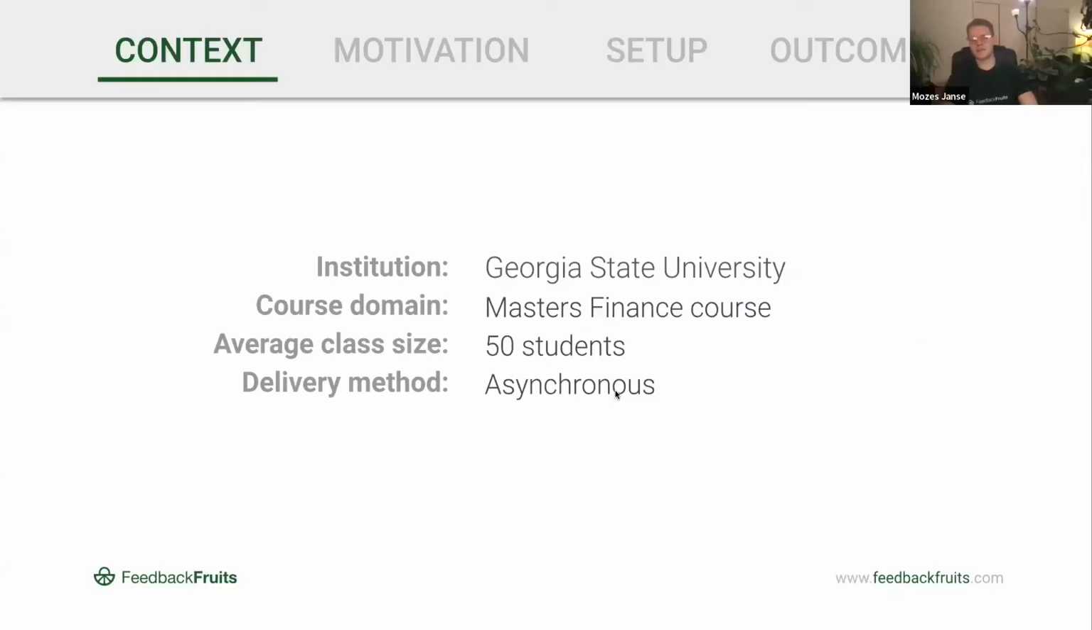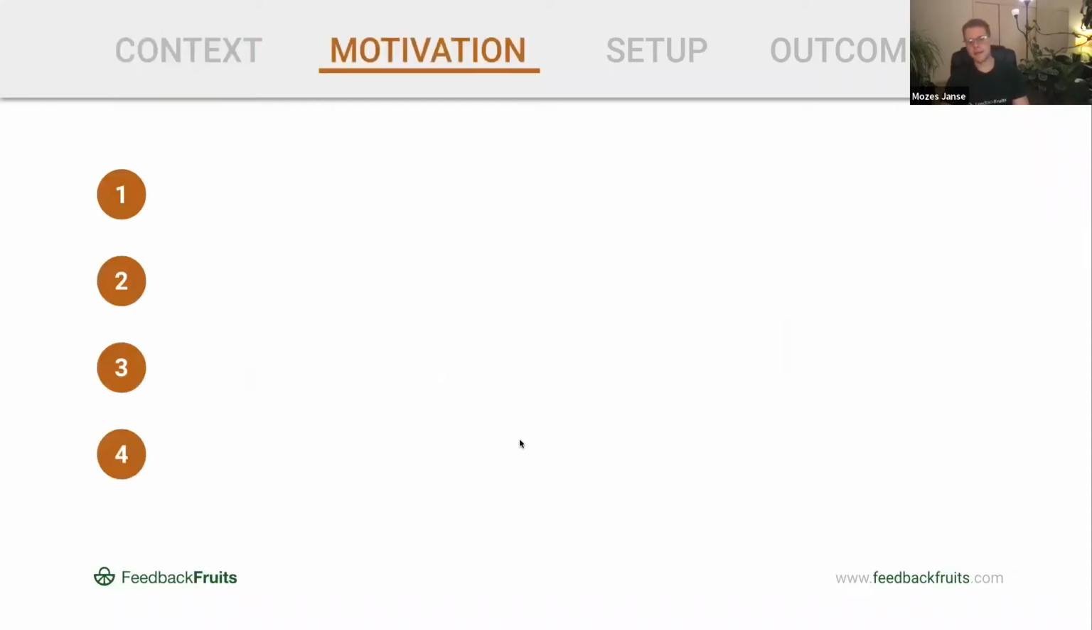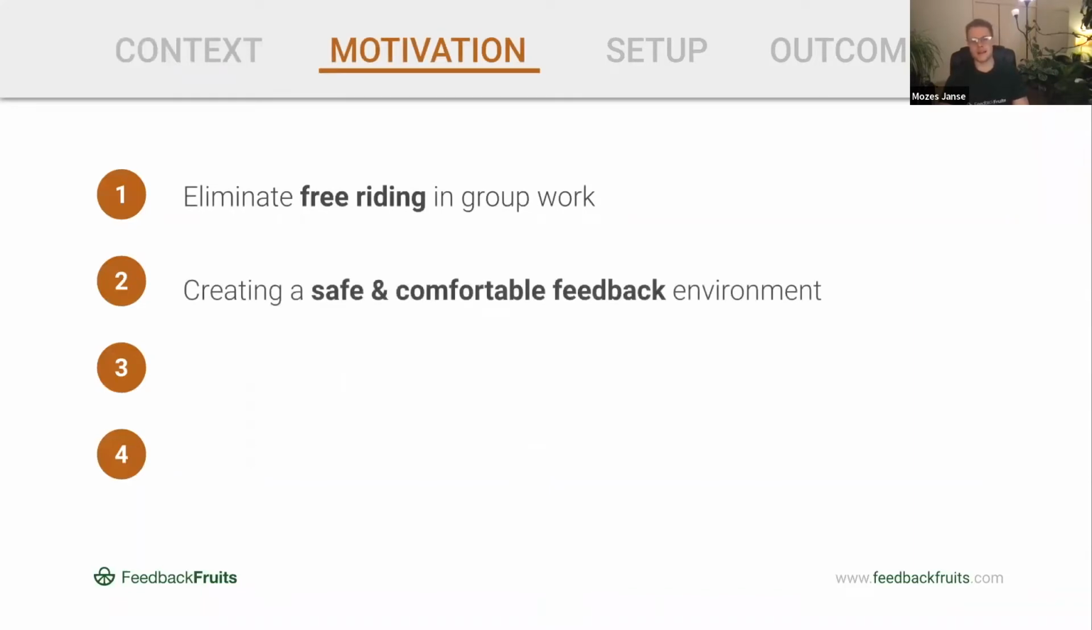Absolutely. So let's look at this from four different ways, right? So context, obviously this is the reason you all came to this webinar here, was for Georgia State University and how they experienced their successful use case for Feedback Fruits. So obviously this is with Georgia State University. This was a master's finance course, which had an average class size of 50 students, which had an asynchronous delivery method. Now, the motivation for this, number one, they wanted to eliminate free writing in group work.